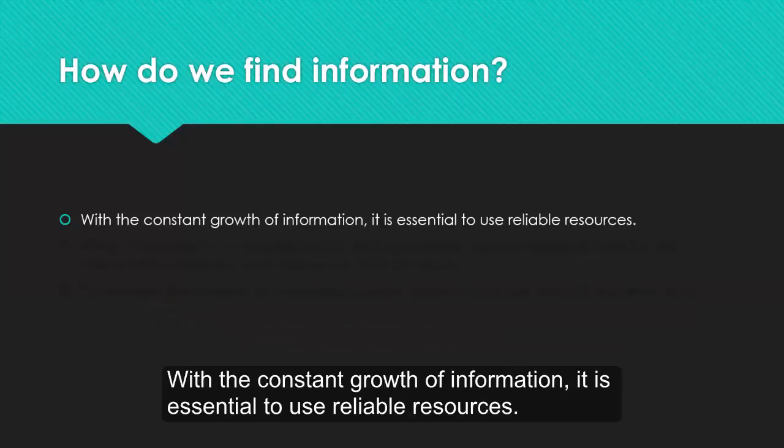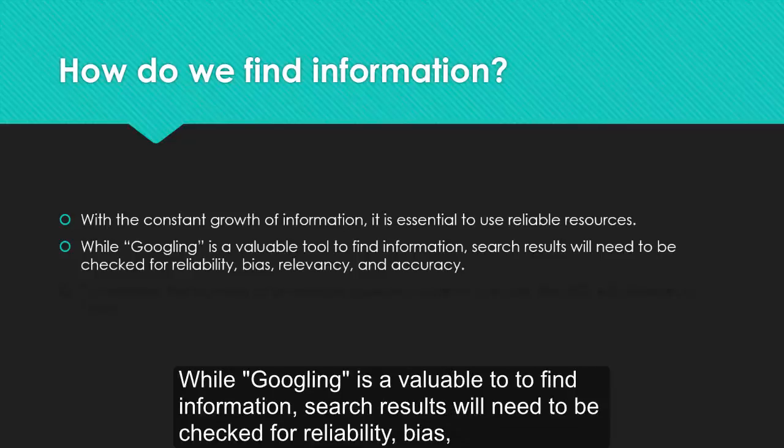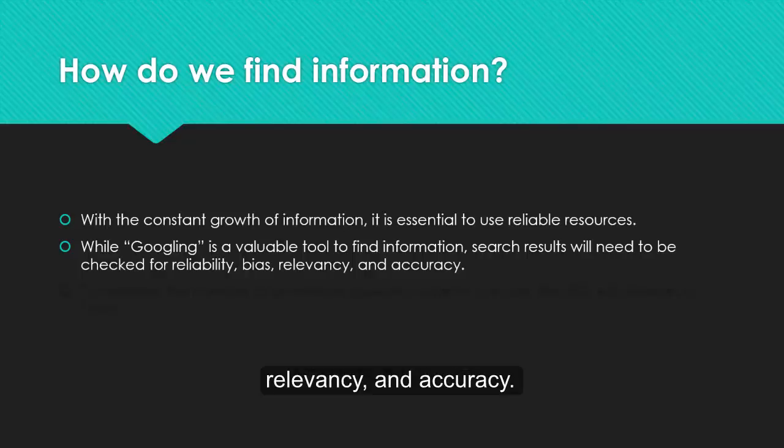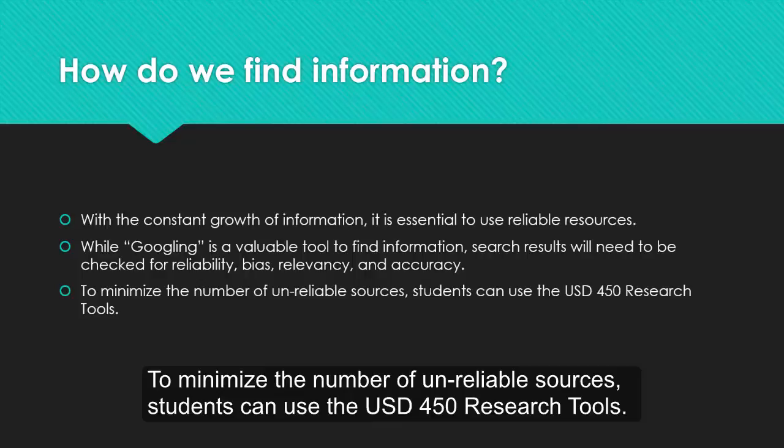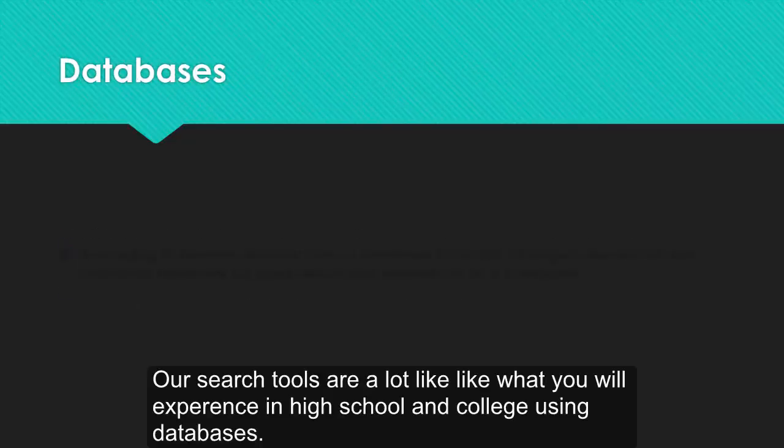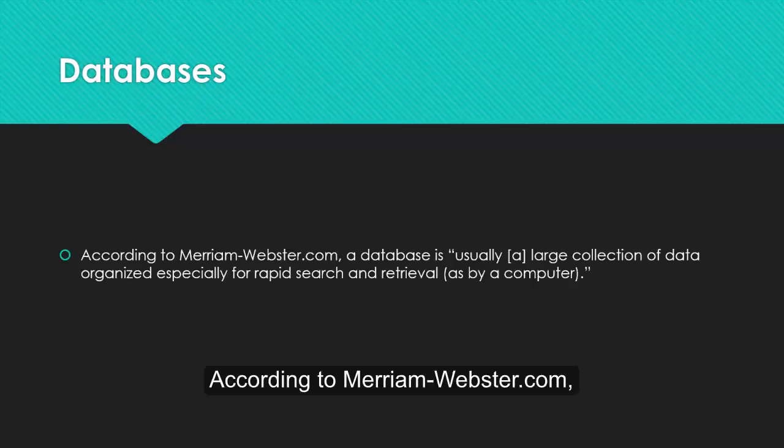With the constant growth of information, it is essential to use reliable resources. While Googling is a valuable tool to find information, search results will need to be checked for reliability, bias, relevancy, and accuracy. To minimize the number of unreliable sources, students can use the USD 450 research tools. Our search tools are a lot like what you will experience in high school and college using databases.